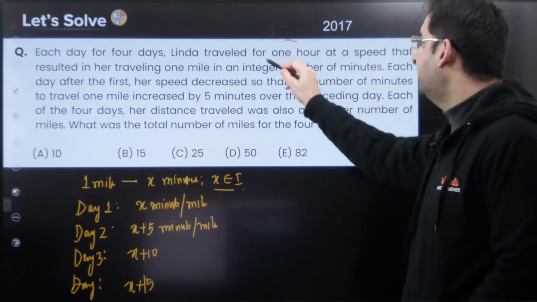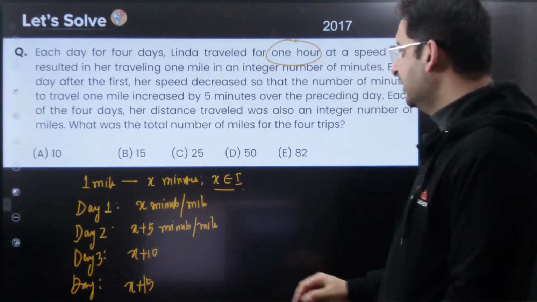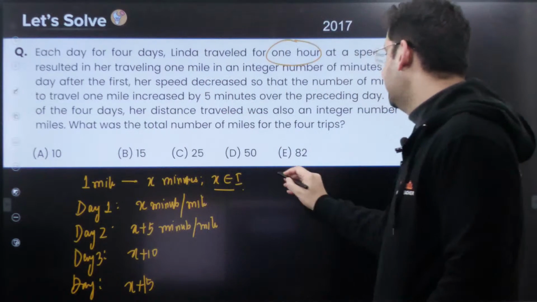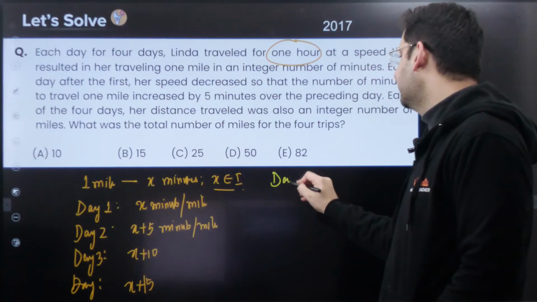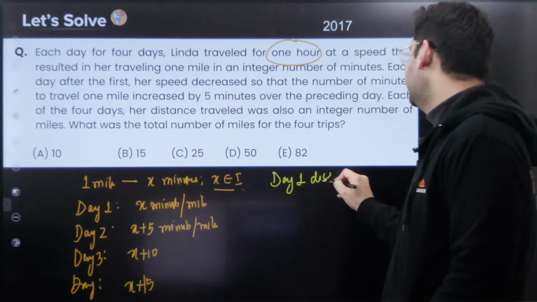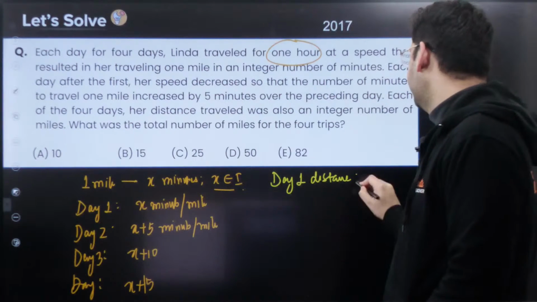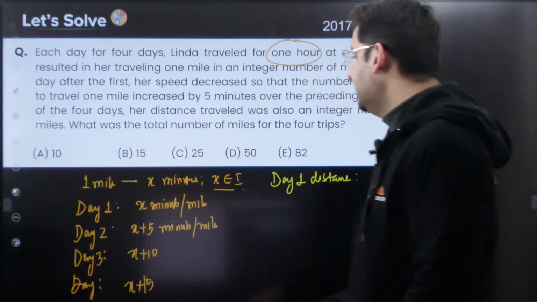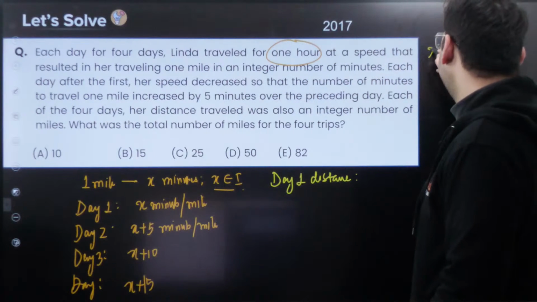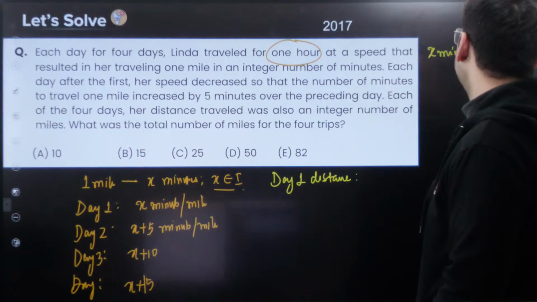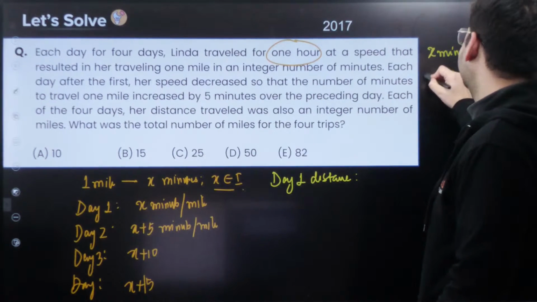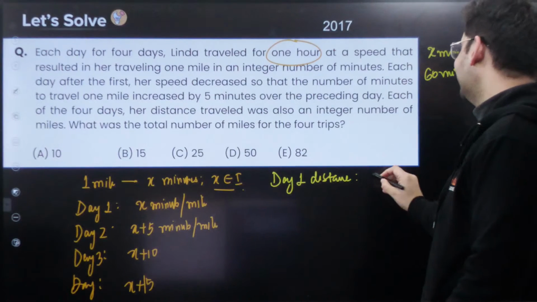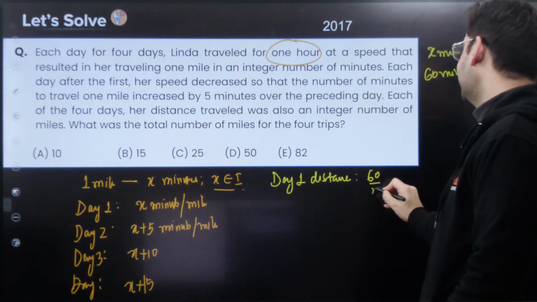So again, she traveled for 1 hour every day. So again, what is the distance she covered on day 1? Day 1 distance. Let's try to calculate. So 1 mile she covers in x minutes. X minutes में she covers 1 mile. So 60 minutes में she is going to cover 60 by x miles. So distance covered on day 1 is 60 by x.